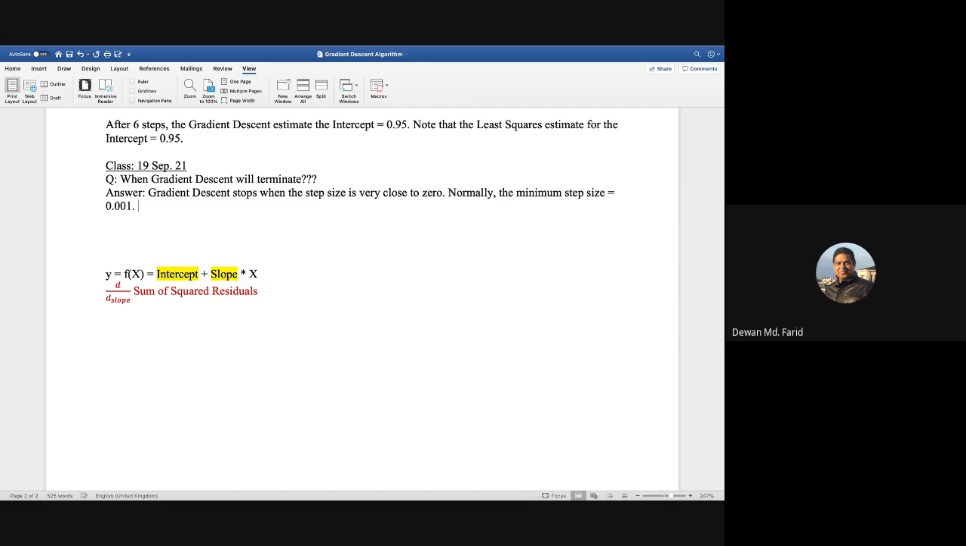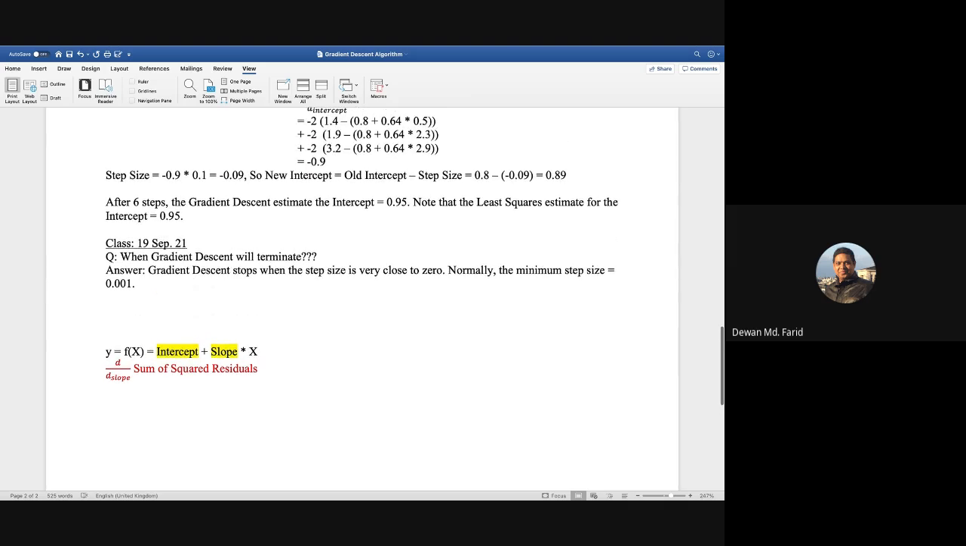So when our step size is very close to 0, say for example here, if the step size becomes minus 0.09, which is close to 0.001, right? Or smaller than 0.001, we can terminate the algorithm. Is it clear? Yes, sir.